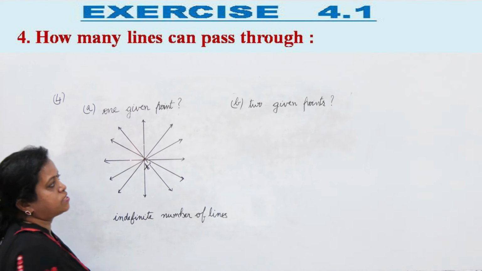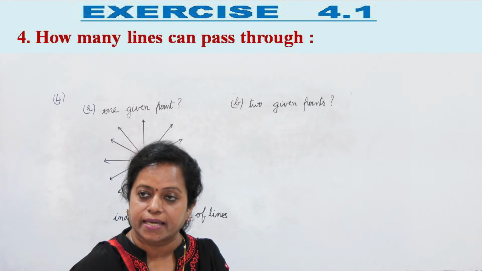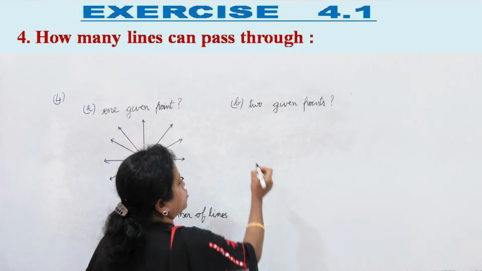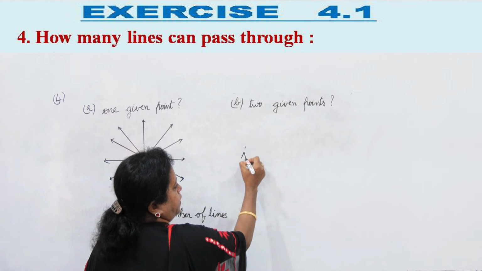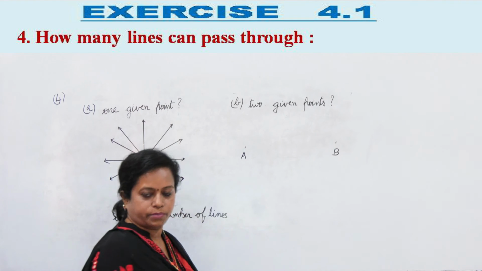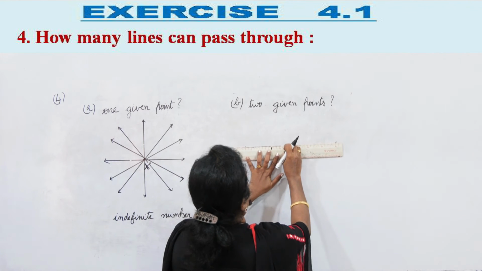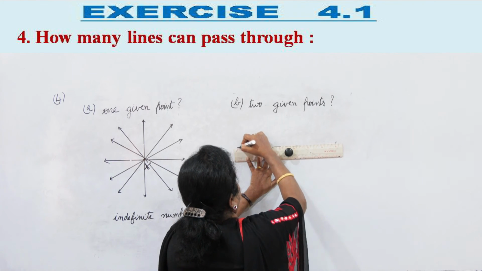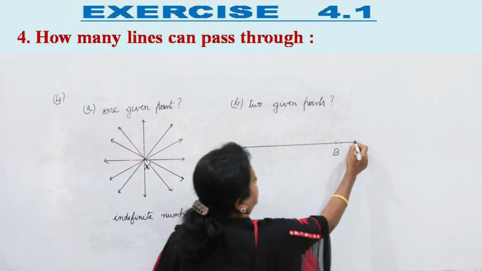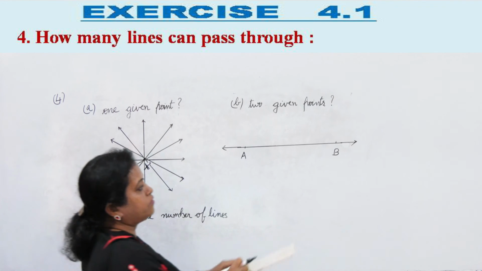Now the second part is, if suppose 2 points are given, then how many lines can I draw through it? So let us take 2 points. One point, name it by using a capital letter. Another point, I am using another capital letter to name the point. Now, through these 2 points, how many lines can I draw? Can I draw any other line which passes through these 2 points? Can I give it a try?